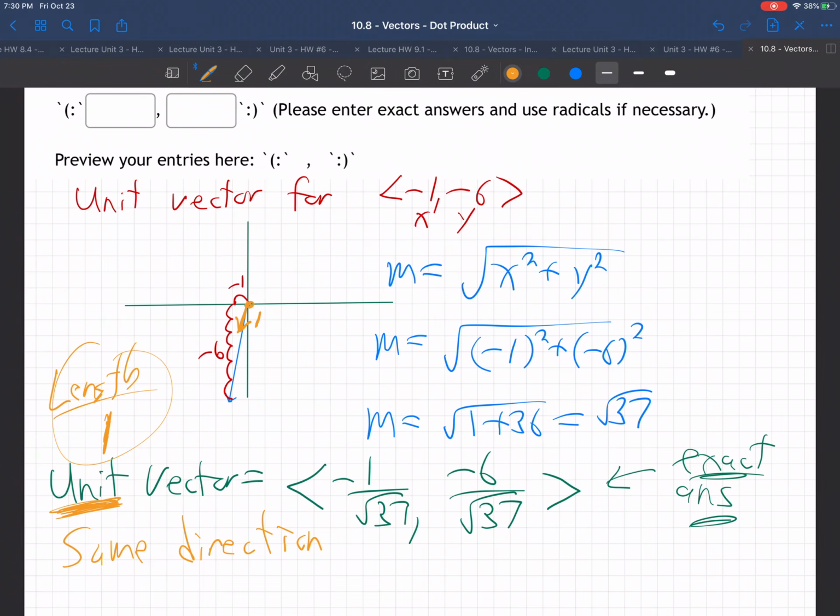So we're saying take the original vector, which goes back 1, down 6, and shrink it down. How do you shrink it? Divide by its length. If you divide anything by its length, you make its length 1. So we divided both the x and y components by its length, and that shrinks it down to be a vector of length only 1, but going in the same direction as the original vector. So it's the same vector as the original, same direction, just length is only 1. We call that a unit vector.